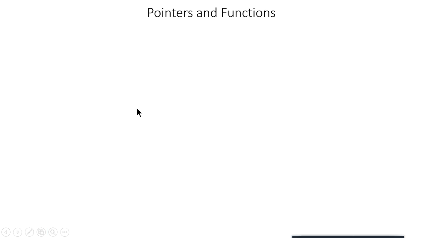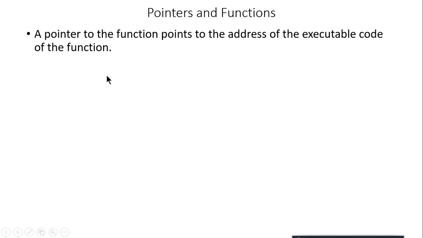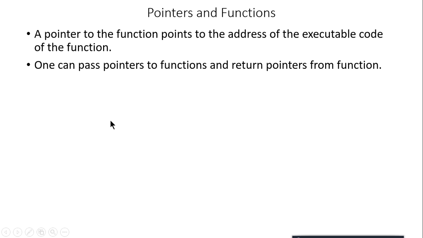Okay, now very important topic, pointers and functions. In pointers and functions, there are topics like call by value, call by reference, and you can also return the pointer or address from the functions. So a pointer to a function points to the address of the executable code of the function. Where your function is, where the executable code is stored, the pointer points to that location. We can pass pointers to functions and return pointers from functions. We can do both.